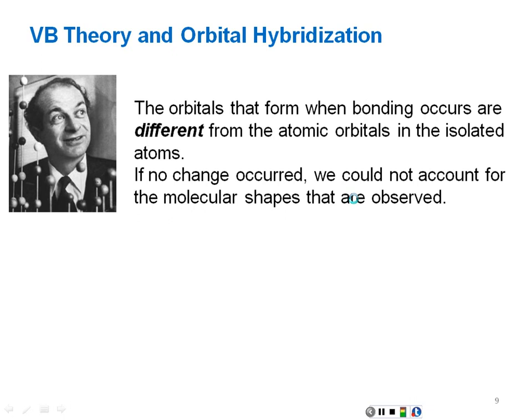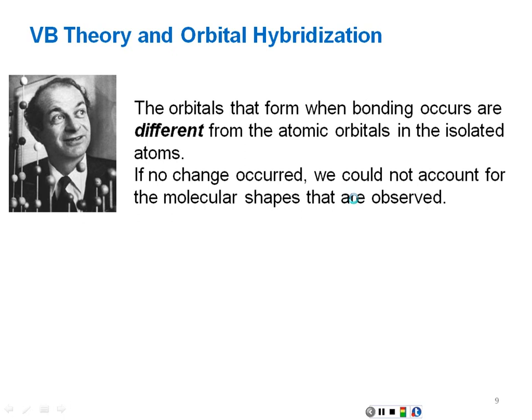That's the basis of valence bond theory, is that the atomic orbitals, when an atom is by itself, are different than the orbitals an atom uses when it makes bonds in a molecule. So the atomic orbitals hybridize into molecular orbitals. And if they didn't do this, we could not account for the molecular shapes that we observe.